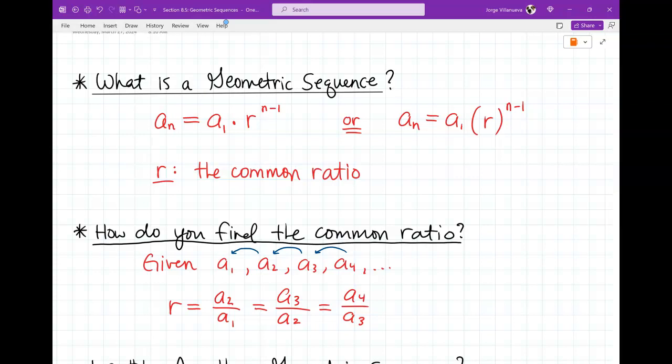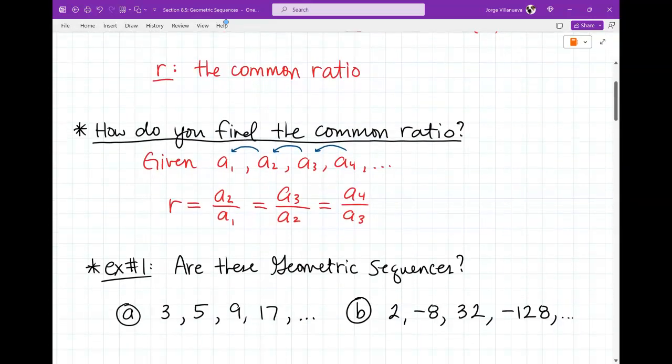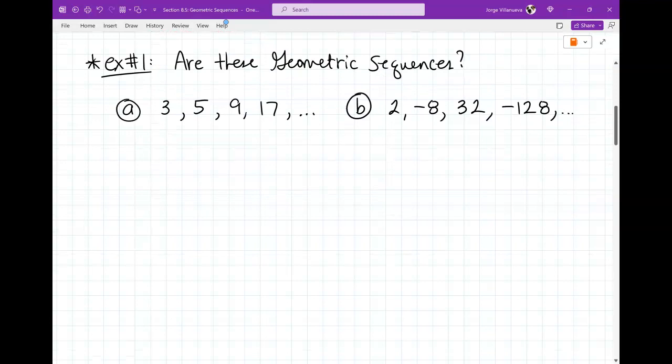Okay? So we know the formula for a geometric sequence. We know that it has a common ratio, a number that consistently multiplies over and over and over in order to get the next term. And we also know that in order to figure out what the R value is, if you're given a sequence of numbers, unless they just straight out give it to you, if they didn't give me the R value, then I can find it by doing some division, okay? So here we go. Are these geometric sequences?